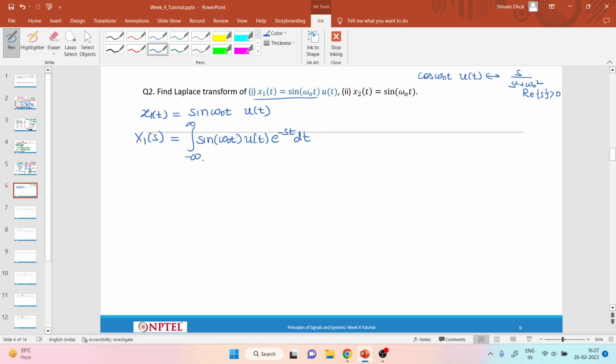This sine of omega naught t I can write in terms of complex exponentials, something like this. And I can also just use this definition of u of t and change the integral limits from 0 to infinity. And sine of t I'll simply write as e power j omega naught t minus e power minus j omega naught t upon 2j, multiplied by e power minus st dt.